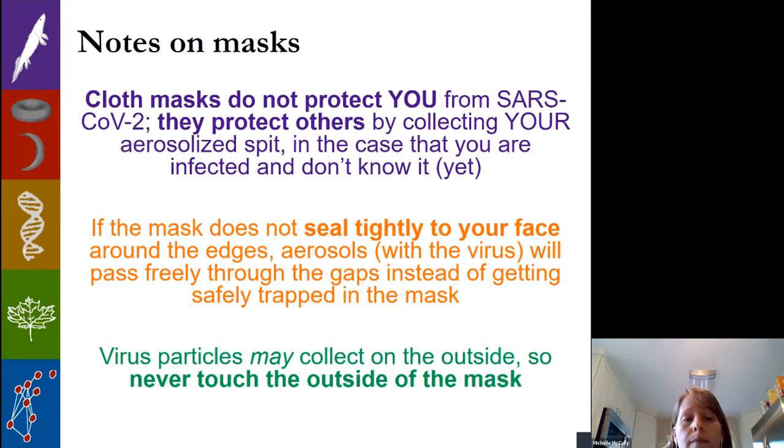So the point of the mask is to keep the majority of those droplets from even getting 6 feet away. And that's why the CDC is now recommending that we wear masks when we can't maintain the 6 feet of distance between each other. So for example, when you have to go out to a grocery store or something. And the reason for that is that they will protect others from you, in the case that you're someone who is pre-symptomatic or asymptomatic carrying COVID-19.